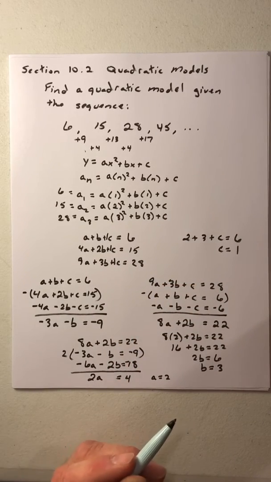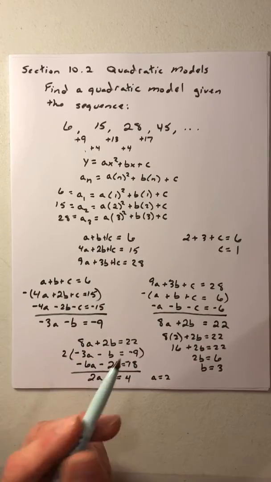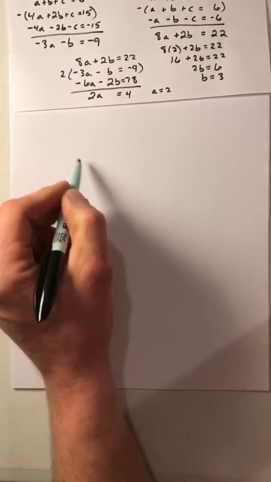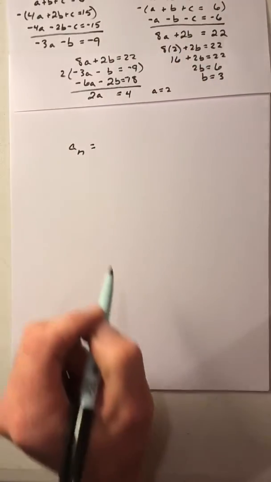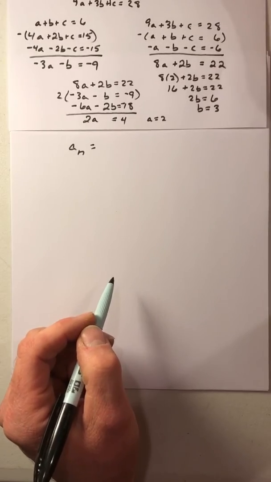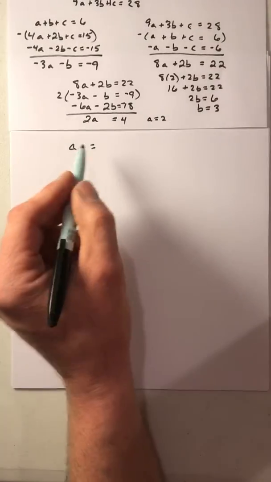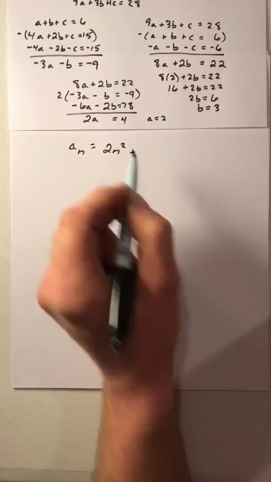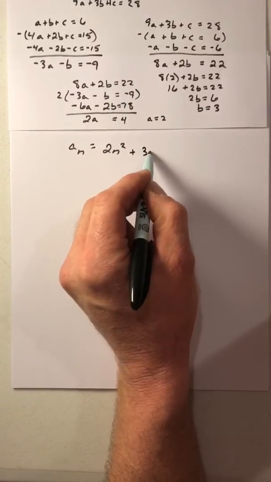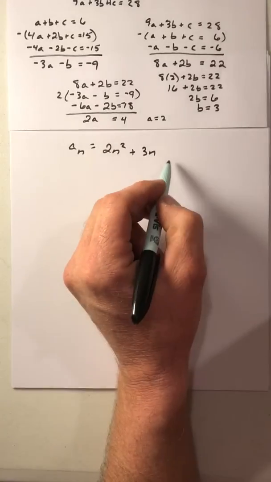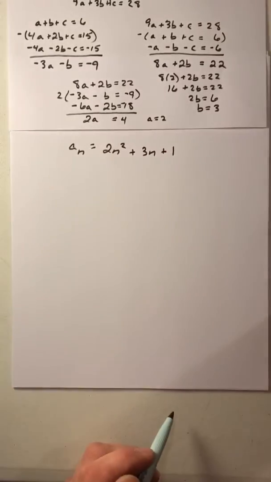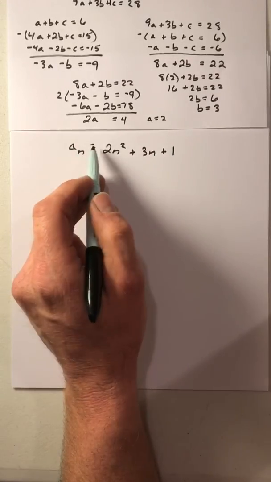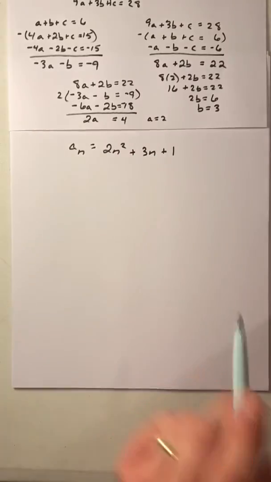So what does that tell us? Well, it tells us our quadratic equation. Because we know now, as I turn the page here, that a sub n is going to equal this a value, which is 2, times some n squared, plus my b value, which is 3, times some n, and to that we're going to add our c value of 1. So our quadratic equation is a sub n equals 2n squared plus 3n plus 1.